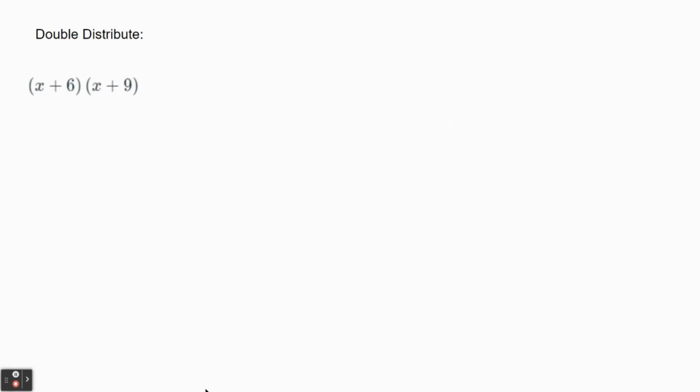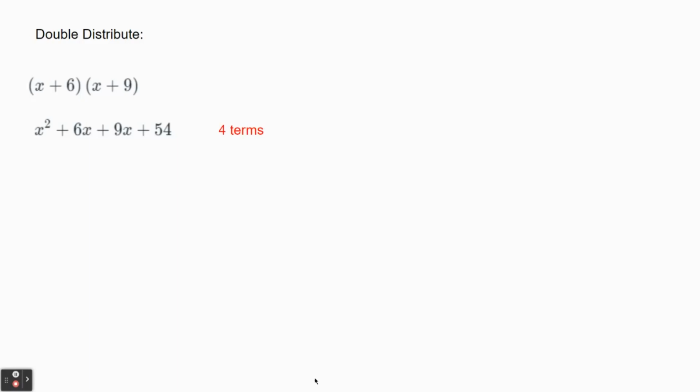Before we look at how to factor trinomials, let's do a quick review of how to double distribute. So I have quantity of x plus 6 times the quantity of x plus 9. When we double distribute, we get 4 terms. Now, when we factor, we're going to be putting it back into the parentheses.